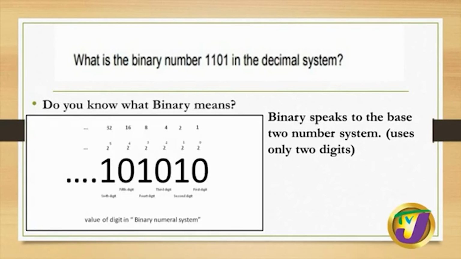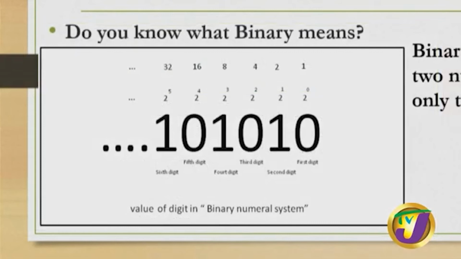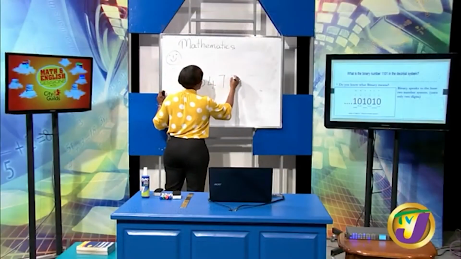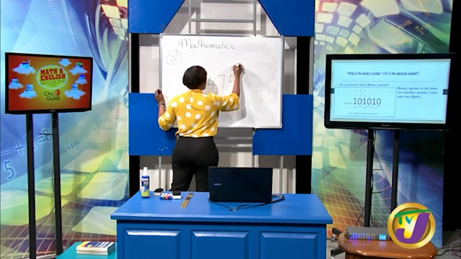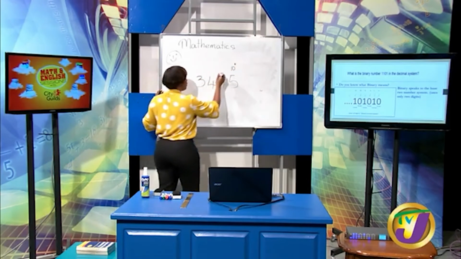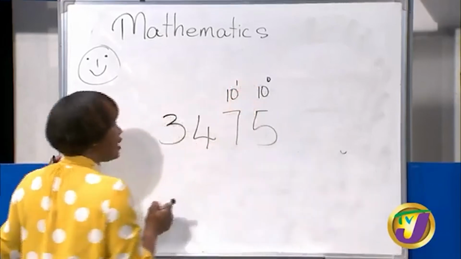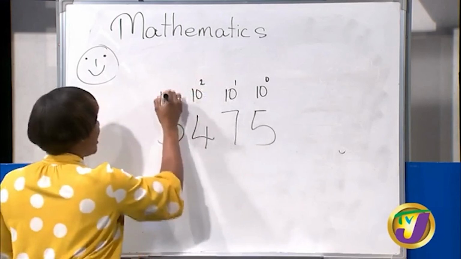Now, let us look at the base 2, the binary numeral system. So let's go to the board for a minute, just to refresh your mind on how our decimal system works. So let's say, for instance, I had 3,475. This place, we all know it's our ones place. And because it is a power of 10, it is 10 raised to the 0 power. And this one, 10 raised to 1, 10 raised to 2, and 10 to 3.